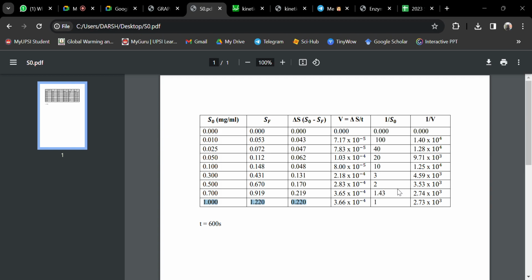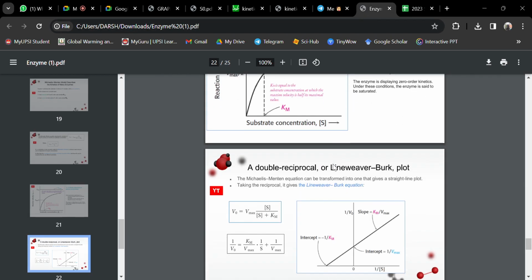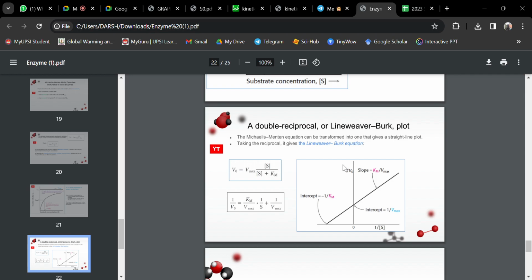But because we want to determine the Vmax, what we do is invert both sets of data. If you look at S0, you already inverted it to 1 over S0, in the column beside it. And then we invert your V too, so you get 1 over V. These two columns on the right-hand side, we are going to plot. When you plot, it will take another shape. Its name is the double reciprocal.